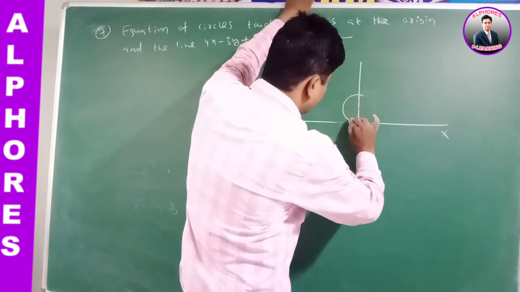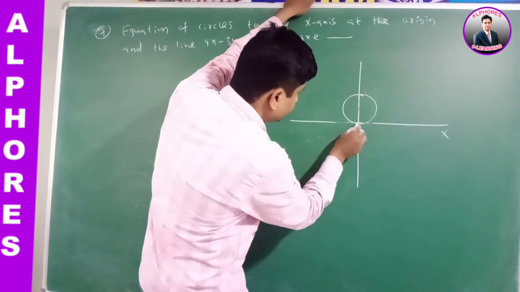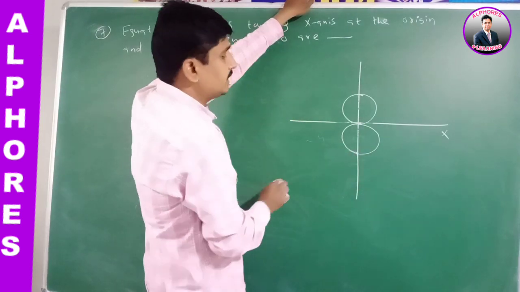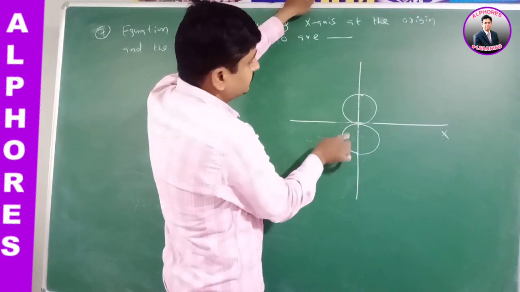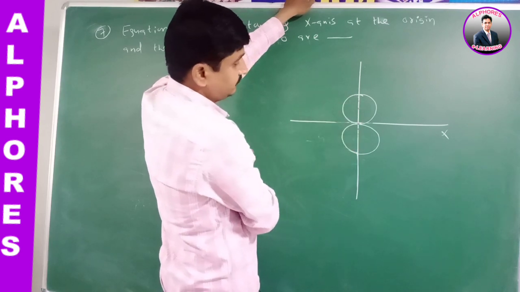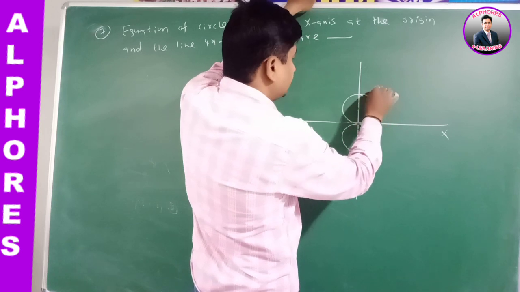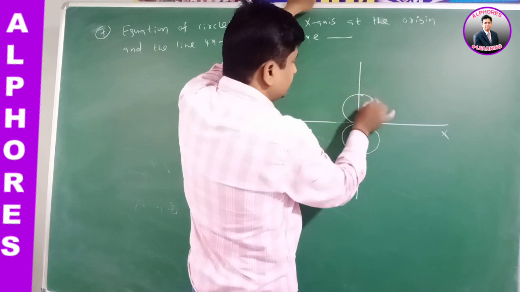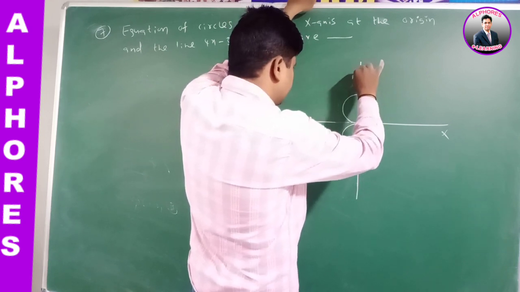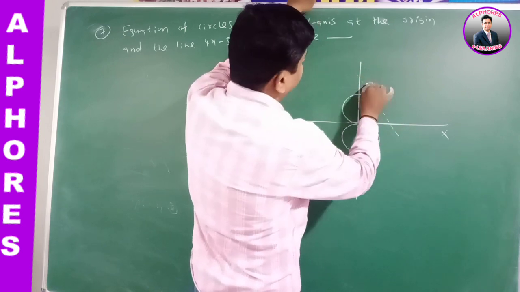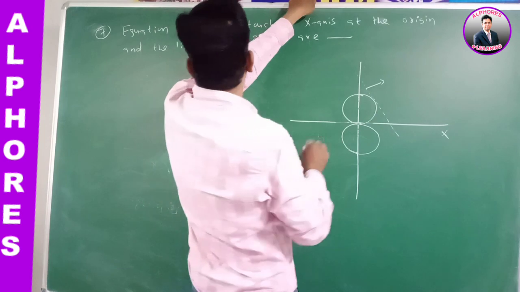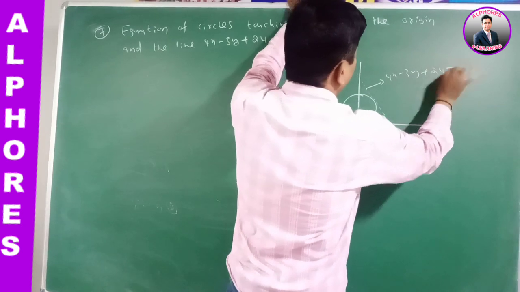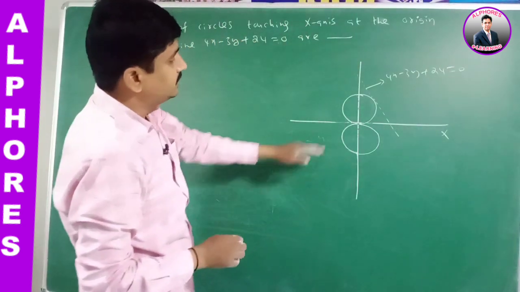Required circles. Right here, these two circles touch the x-axis at the origin. Okay, next, these two circles touch the line, this line is 4x minus 3y plus 24 equal to 0. Okay, these are the required circles, right?